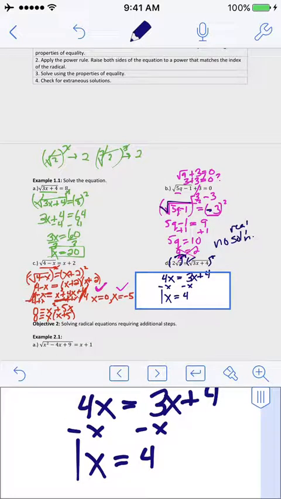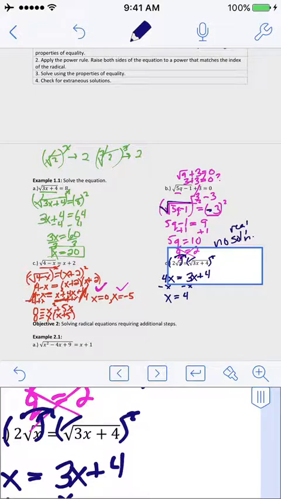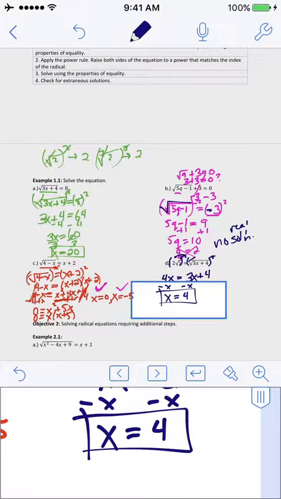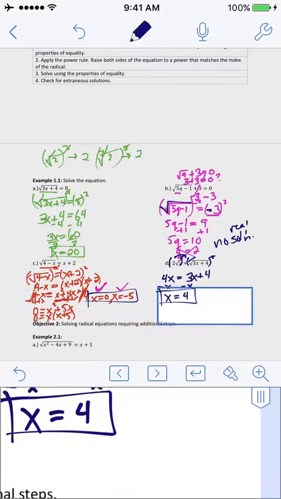Oops. Before I box, I double check that I don't have an extraneous solution. Let's see. Square root of 4 on that side would be a 2. That's okay. Square root of 4 on the right-hand side, let's see. 4 times 3 is 12, plus 4 is 16. That is also a positive number. So x can definitely equal 4. That's okay. In fact, I should have boxed those as well.